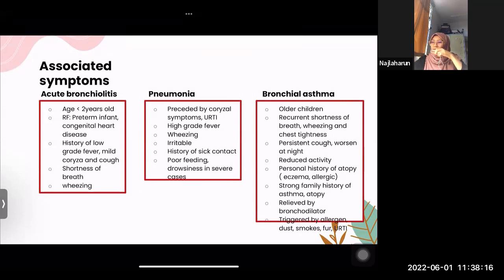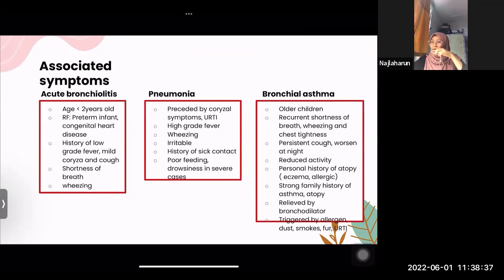In severe cases, the child has poor feeding and drowsiness. And in case of bronchial asthma, usually in older children, the important history you need to ask is whether the patient has recurrent shortness of breath and wheezing, chest tightness, and if the patient has a cough, is it persistent, does it worsen at night, and does the patient have reduced activity.